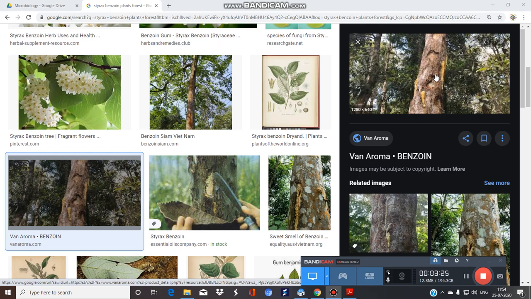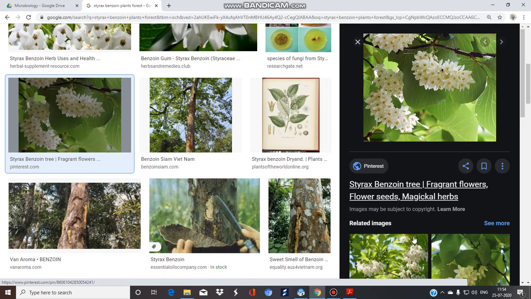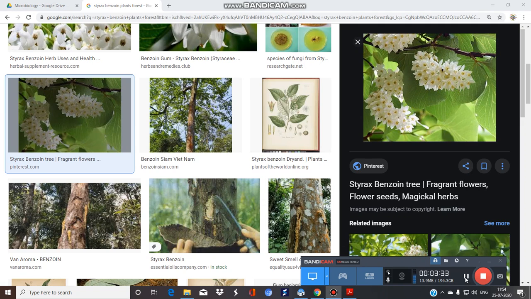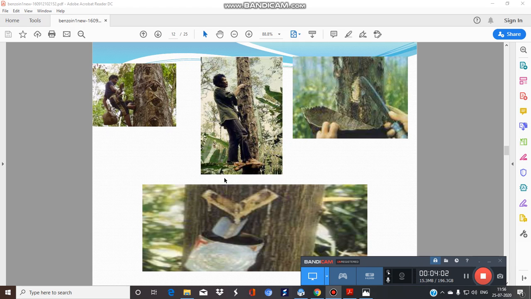This is the plant. This is the flower part. Next, just see the morphological difference. The color of Sumatra benzoin is grayish brown to gray, whereas Sham benzoin is yellowish brown to rusty brown. The odor is aromatic and characteristic, agreeable and vanilla-like. Sumatra occurs in the form of lumps of varying sizes, whereas Sham occurs as a hard brittle mass. See this photograph: this person is collecting the resin.